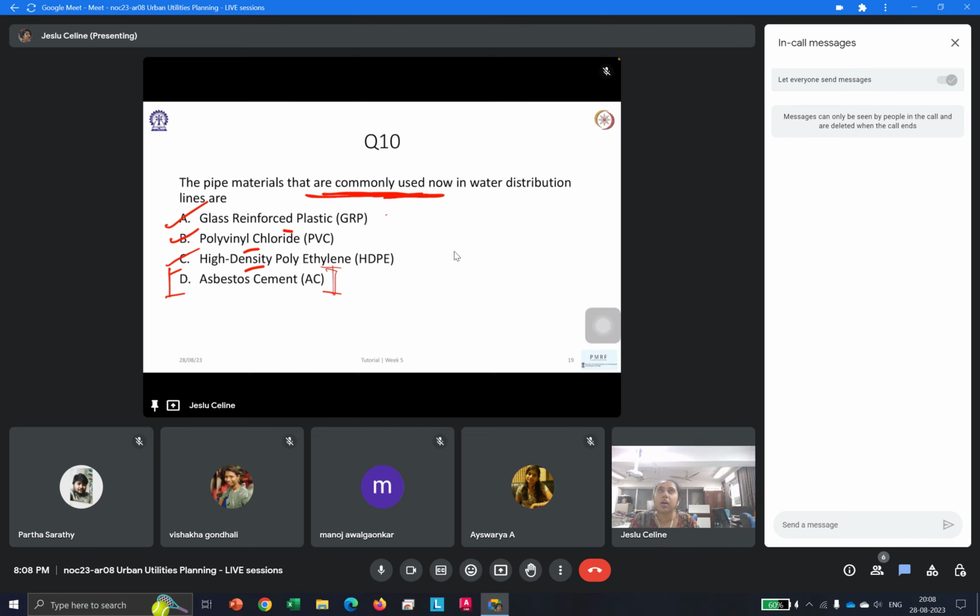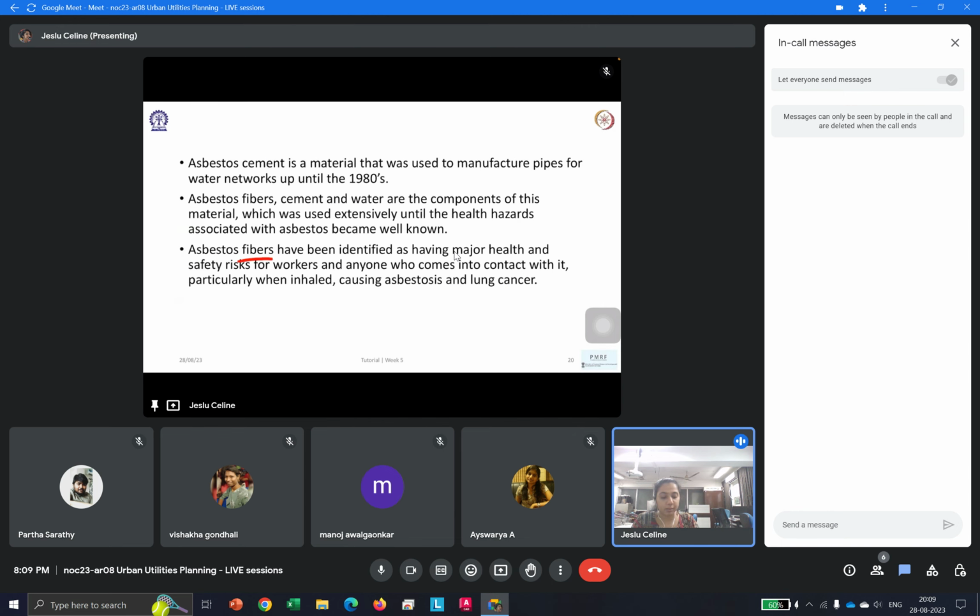Scouring, maybe, but mainly the reason is that it has certain health side effects. For instance, asbestos fibers have recently been identified to have major risk issues for workers or anyone who comes in contact with it. It has been reported that it causes lung cancer and similar diseases when inhaled. Because this material is also adding to the impurities of the water, it's not used.